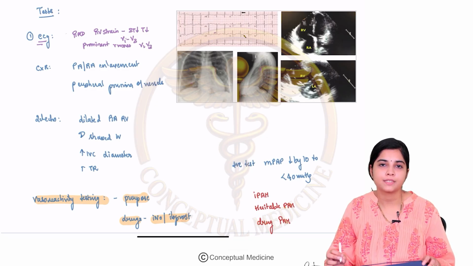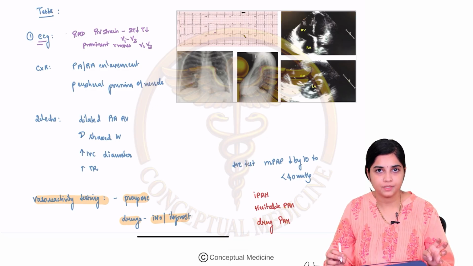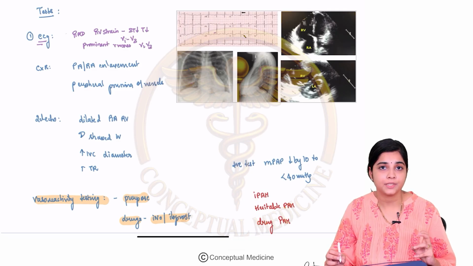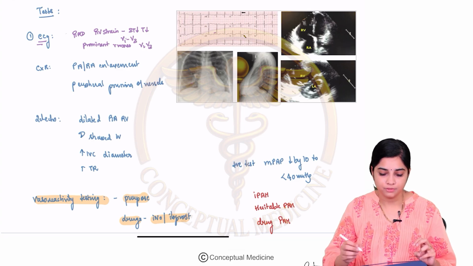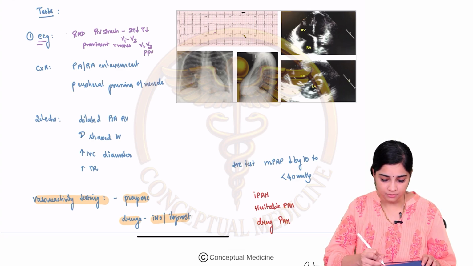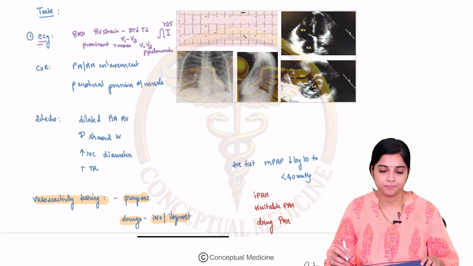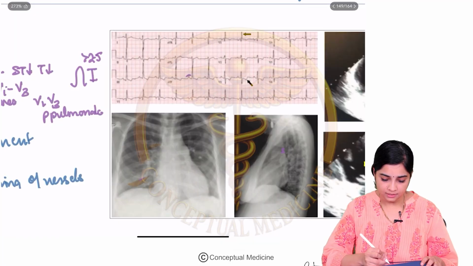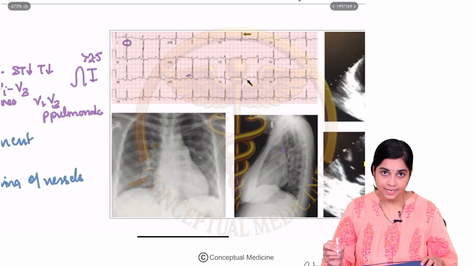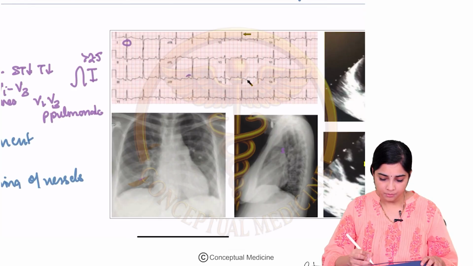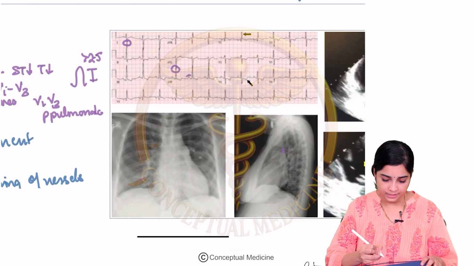P wave basically represents the atrium, right? It represents the depolarization of the atrium. So whenever there is a right atrial enlargement, what type of P wave will you find? You will find P pulmonale. P pulmonale basically refers to peaked P waves which are more than 2.5 small boxes in height. Okay.